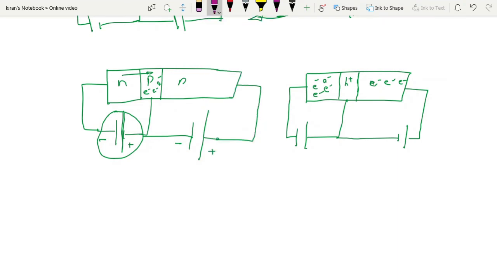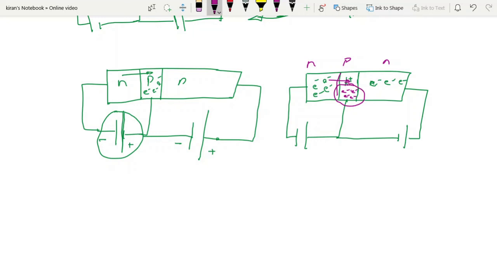Now what will happen when such a thing is occurring? Since this junction is forward bias, electrons will move into the p-type region. But since there are very low numbers of holes present, there will be large numbers of electrons over here in the p-type material. So this is NPN. Because of the forward bias, I have created a large number of minority charge carriers in the p-type region.